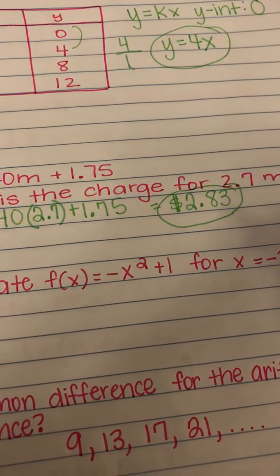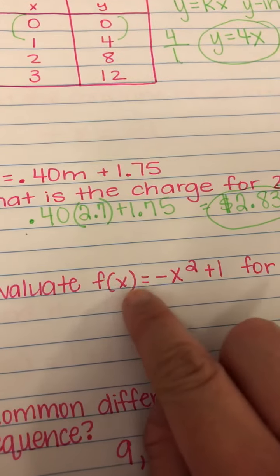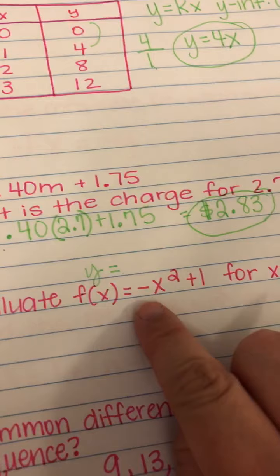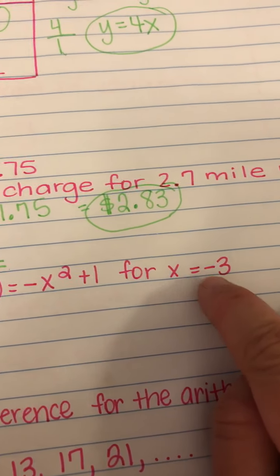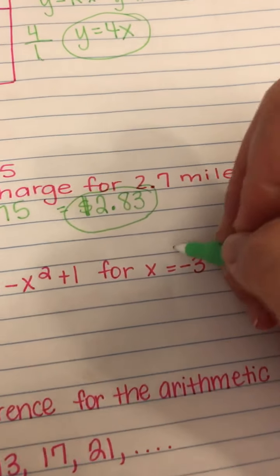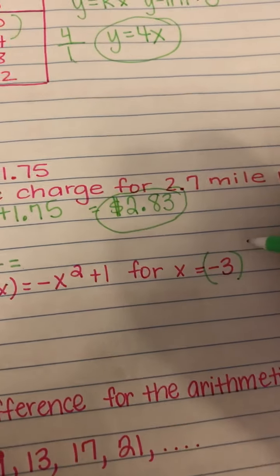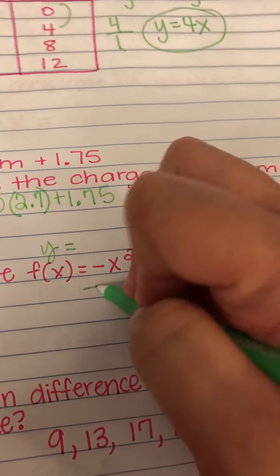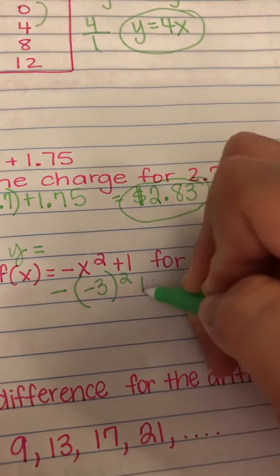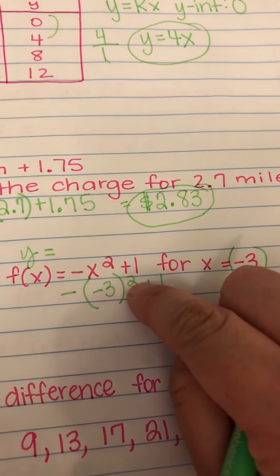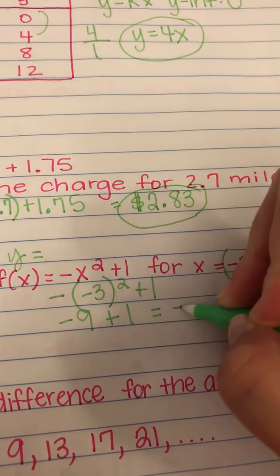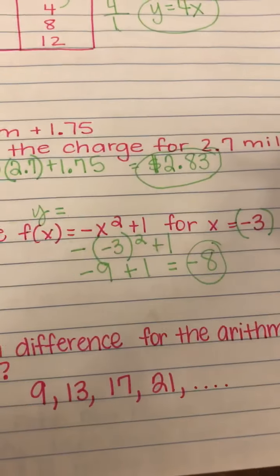The next one is very similar, except it's not a word problem. It just gives you a function. And remember, f of x is the same thing as y equals. So it's saying y equals negative x squared plus 1, and it wants you to plug in x is negative 3. The main thing that I've seen students do wrong is not put this in parentheses. That is so important when you're substituting. So you would do negative, and then we would plug in our negative 3 squared plus 1. So you're going to want to do negative 3 squared first. That's 9. Negative 9 plus 1 would give you a negative 8. So that would be your answer.